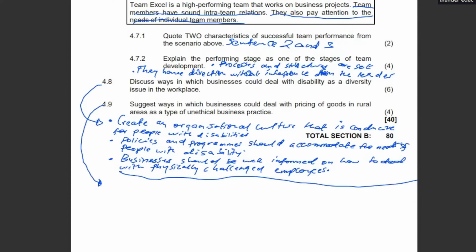All right. So now let's check our 4.9. Suggest ways in which businesses could deal with pricing of goods in rural areas as a type of unethical business practices. So most of the businesses that are operating in rural areas, they don't follow proper business ethics and professionalism.